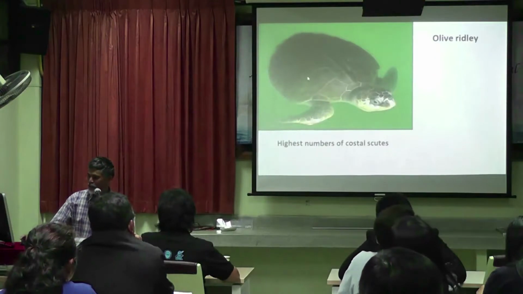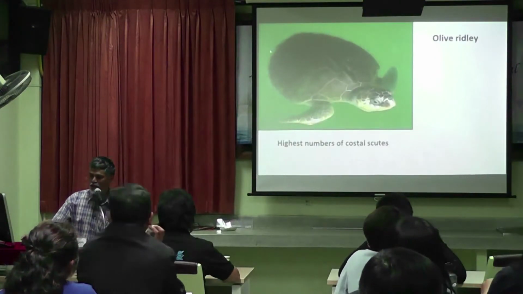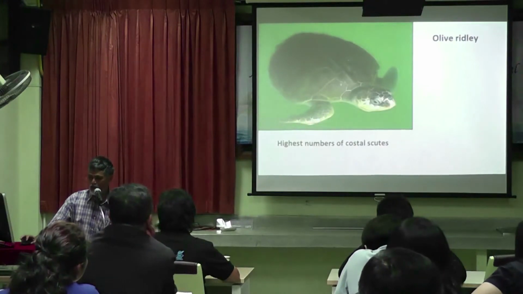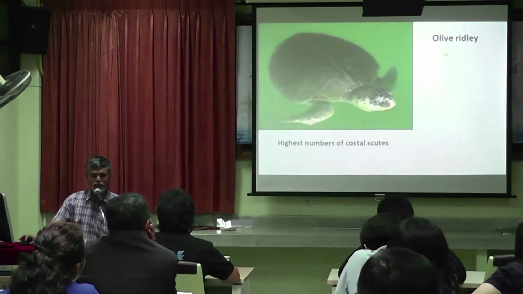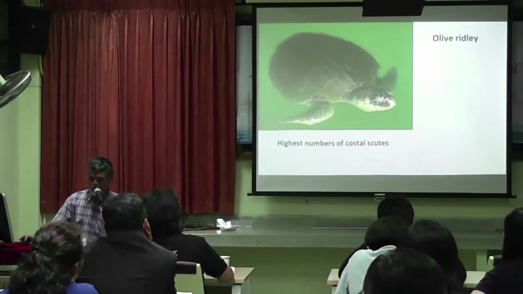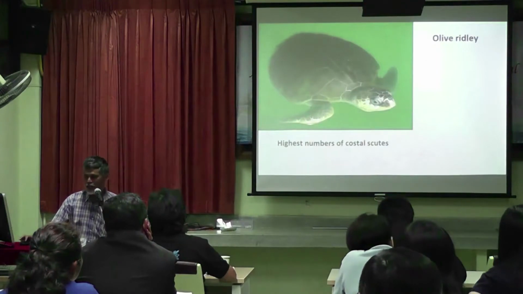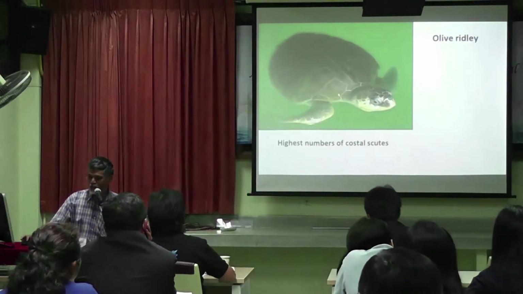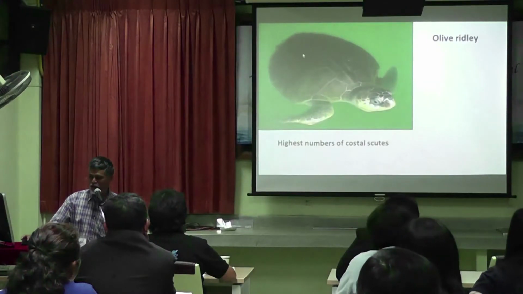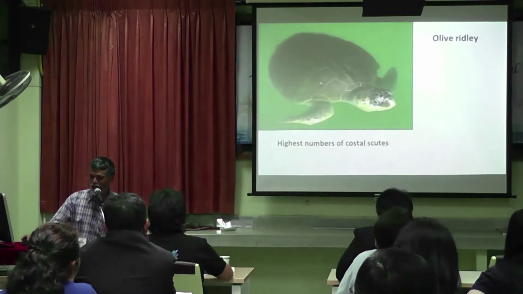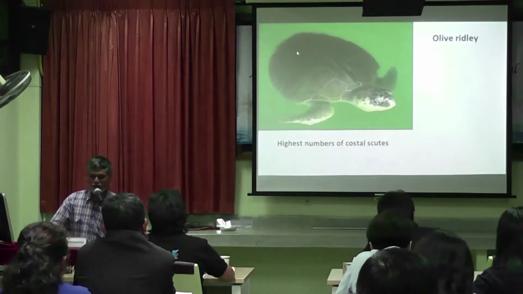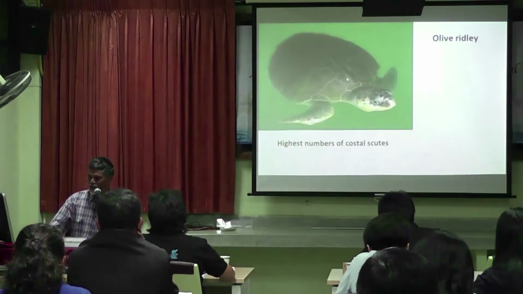The next one is the olive ridley turtle. Ridley turtle has been known as two species in the world: the Indo-Pacific, so-called olive ridley, and the Kemp's ridley turtle that occurs in the Eastern Pacific around USA. This is the one species of turtle that has the highest number of scutes. When you see the turtle and count their costal scutes, it has the highest number, sometimes 6, sometimes 7, something like that.